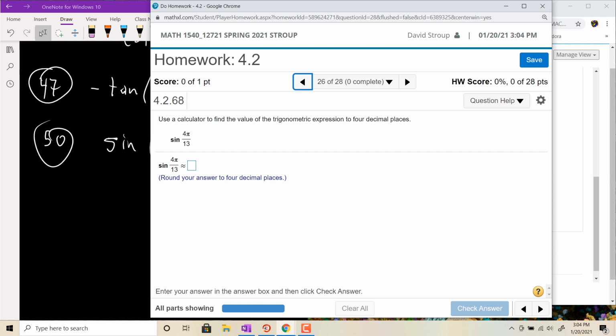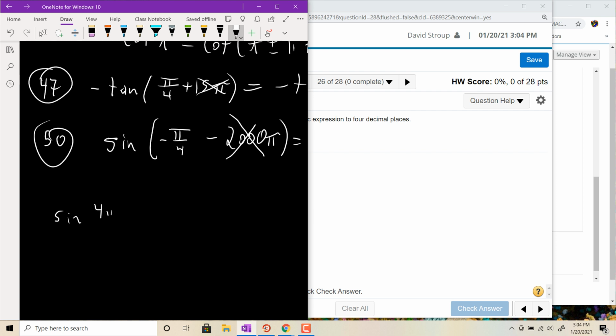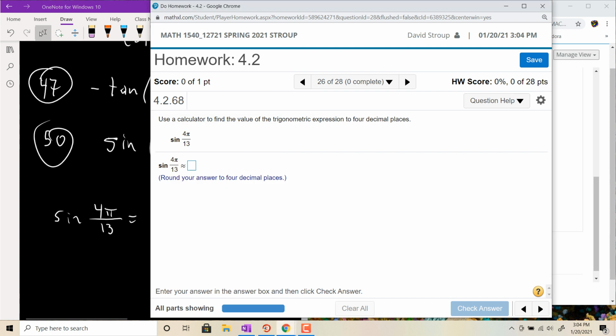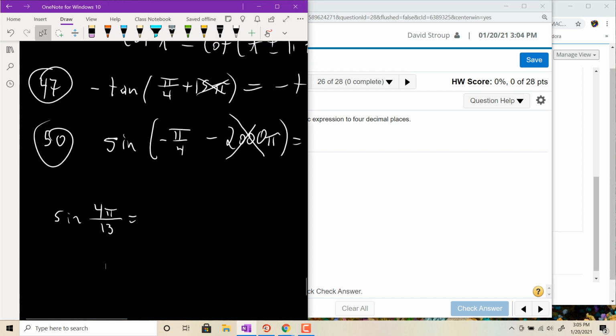So using your calculator to figure out the answer. Make sure you're in radian mode to figure out 4 pi over 13. So just very quickly, sine of 4 pi over 13. You wouldn't be able to do this by hand. They actually say use a calculator to do it. Some of them you gotta figure out by hand. Sine of 4 pi divided by 13. Let's make sure I'm in the right mode. So you have to be in radian mode, not degree mode.